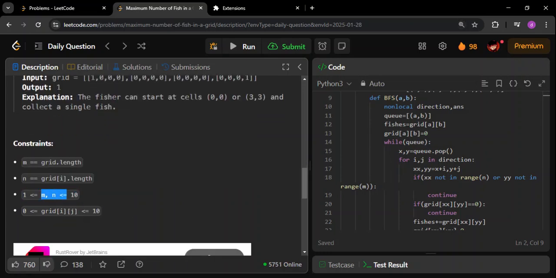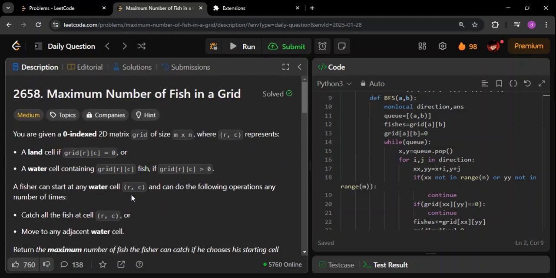See, the grid at max is going to be 10 cross 10. That is, at max it is going to have 100 elements. Okay, which is very much minimal. So that's why I'm saying it's going to be a very easy question. And even if you see each value in the grid, it is from 0 to 10. Okay, which is again a very small value. So you don't have to worry much about overflow in the data type. All those things you don't have to worry about if you're coding in C++ and Java. Okay, that is something that I want to tell you.